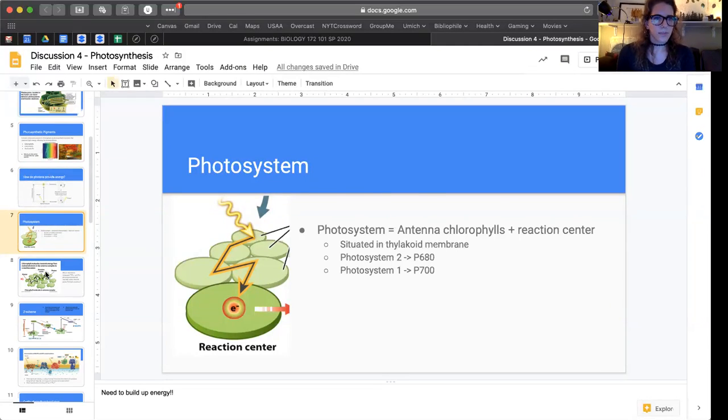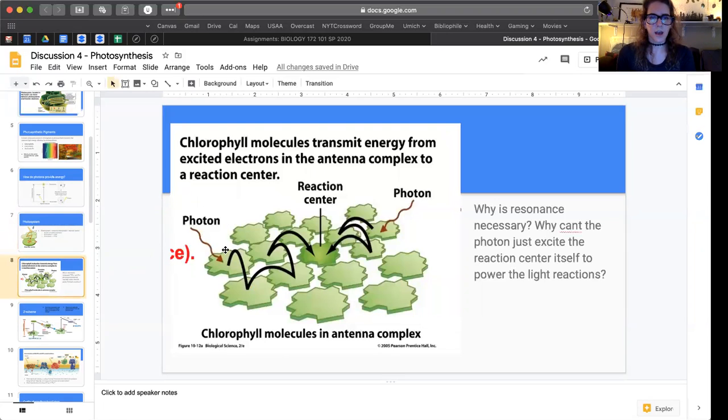Okay, so this is another example of what resonance looks like. Resonance is just that whole process of energy transfer between these different pigment molecules. And you can see that each one of these steps is generating energy, which is why we like having these really long chains rather than just a photon hitting the reaction center.